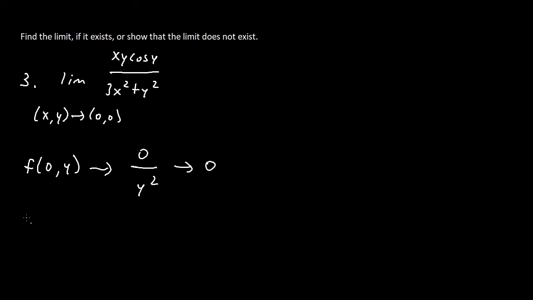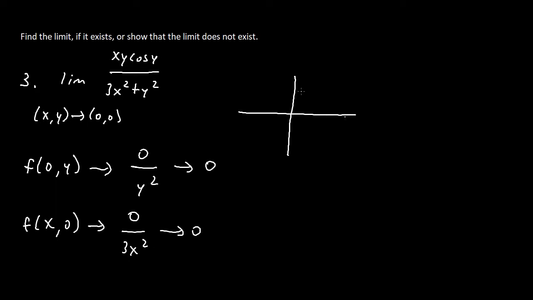And now let's make the y value 0. So f of x comma 0 is going to be still 0 on the numerator over 3x squared. So that will also give us 0. So if I were to draw the 2D axis, or the 2D coordinate plane once again, we found out that the limit along the y-axis is also 0, and the limit along the x-axis is 0 as well. But keep in mind, just because the limit along both the x and y-axis is the same, that does not mean the limit actually exists.